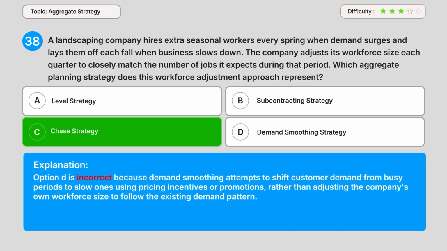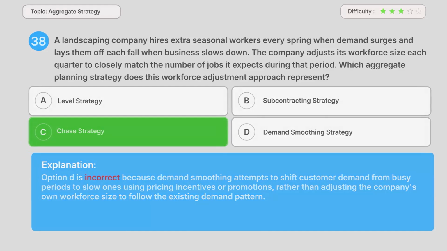Option D is incorrect because demand smoothing attempts to shift customer demand from busy periods to slow ones using pricing incentives or promotions, rather than adjusting the company's own workforce size to follow the existing demand pattern. The chase strategy is the workforce adjustment approach.